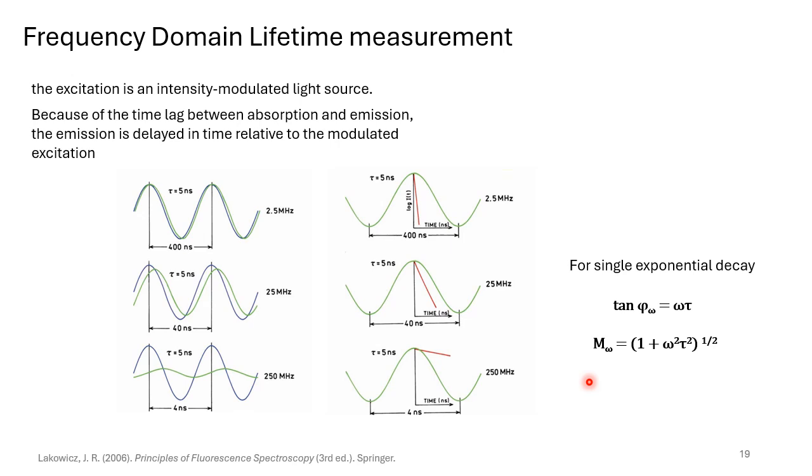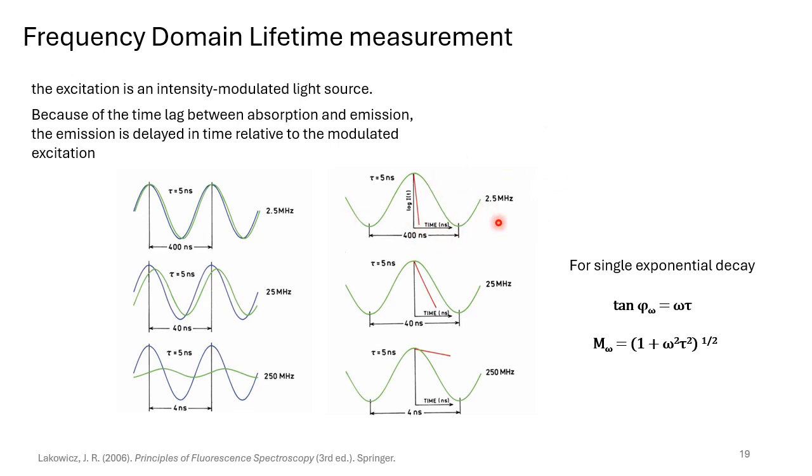Now, the origin of this phase lagging can be understood by this diagram. If we consider a fluorophore, it is excited when the intensity is at its maximum, and first the modulation frequency is 2.5 megahertz. Then this cycle is 400 nanoseconds. We know how we can calculate this cycle, it is just one by the frequency.